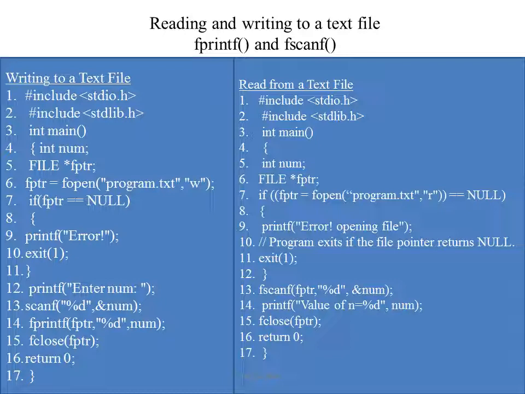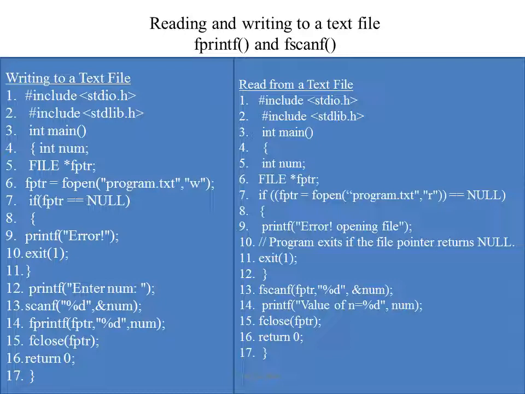Why do we want to open that file in write mode? Because we want to print something to that file. We want to write something to that file. fopen program.txt in W mode. If the file is available, then it will be opened. If the file is not available, a new file with that name will be created.